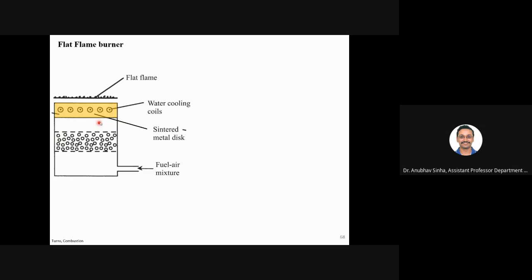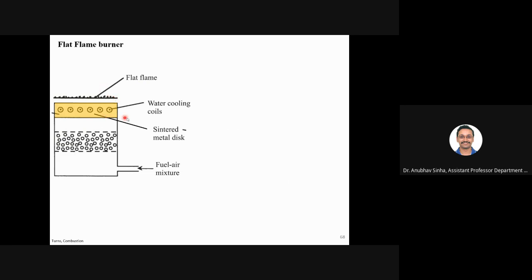And finally we have a sintered metal disc. This is basically a porous disc. What it does is it makes your velocity quite uniform. It will not have a parabolic profile. It will be a very uniform or flat profile. And because of that, we get a flat flame, which is very close to the surface. I should have some photos.